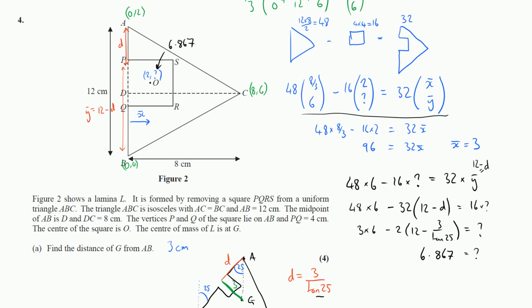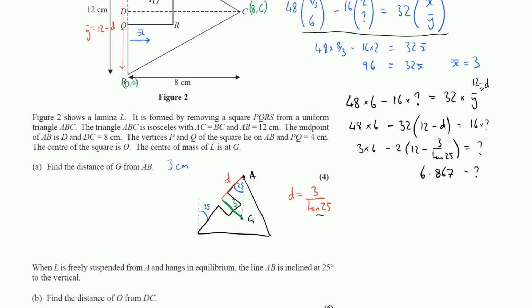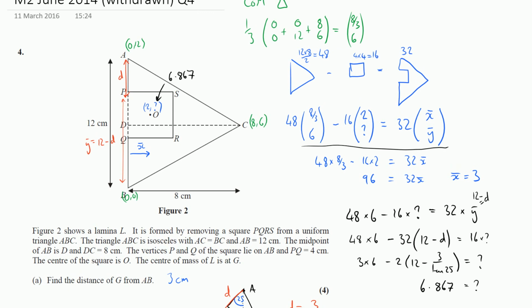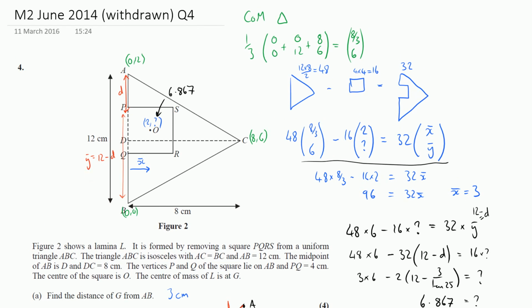What did I actually want to calculate? Well, the question was asking me for the distance of O from the line DC. So what I'm interested in is how far is this point above this line DC. Well, I know it's a total of 6.867 above 0. I know that the line DC is halfway along, so all I need to do to complete this is subtract 6 from my answer to get my final answer for part b, which is going to be 0.867.